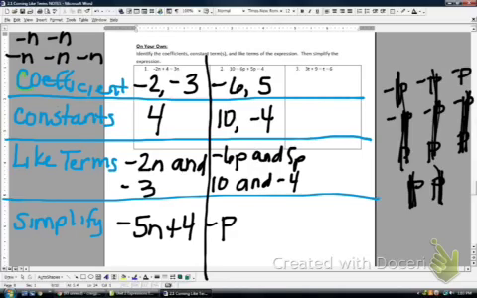Then I have 10 minus 4. So let me circle what I'm looking at. I look at this right here. These are my constants. I have 10 minus 4, which is plus 6. So that simplified is negative p plus 6.